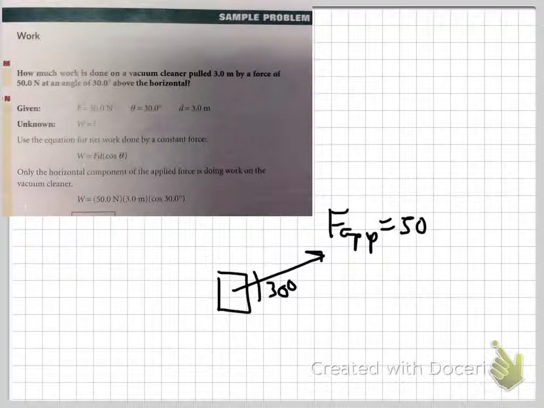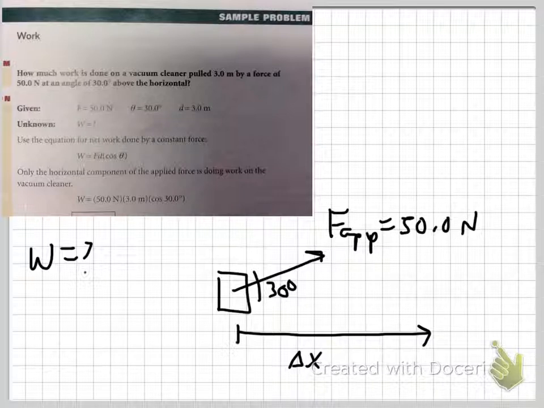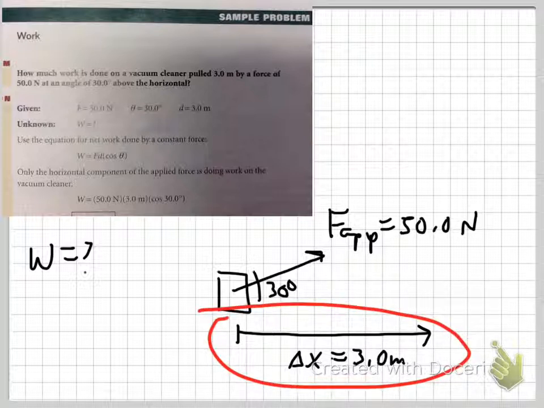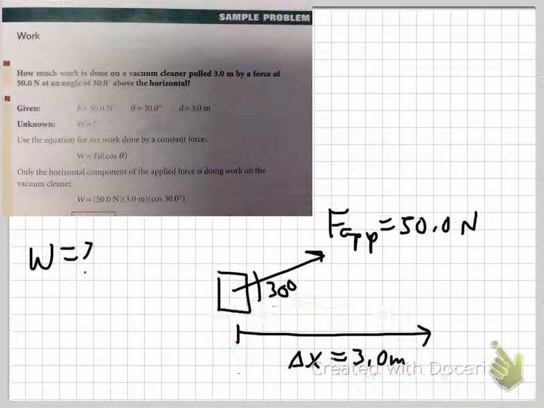Force applied, 50.0 newtons. So what we want to know is how much work was done. And we're told that it moved, our delta x is 3.0 meters. Okay, notice on this arrow with the motion that you have to be really careful, because now you know how to do force arrows. Don't do a motion arrow connected to the object. Make sure that it's clear to you when you go back to it that that's not motion.